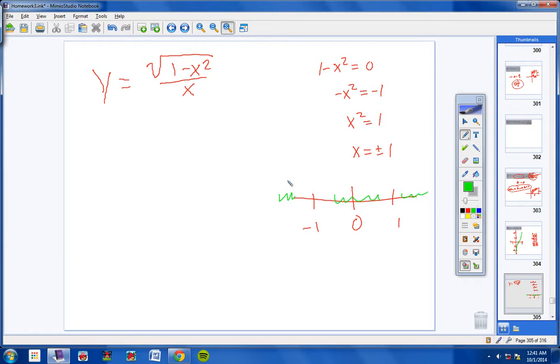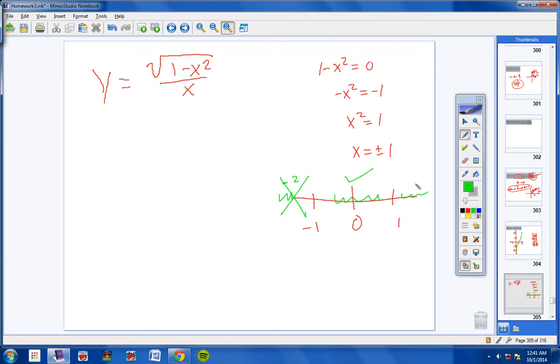Okay, so very quickly, if we test a negative 2, put a negative 2 right here into your square root. 2 times 2 is 4, and 1 minus 4 is negative. You get square root of negative 3. You cannot take the square root of a negative number, so this region does not work. Now let's try 0. Put a 0 in. 0 squared is 0. 1 minus 0 is 1. Square root of 1. So this region here does work.